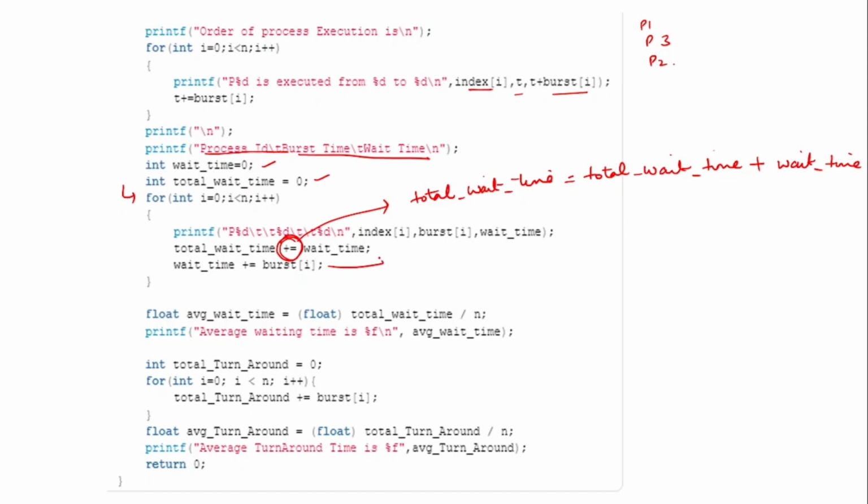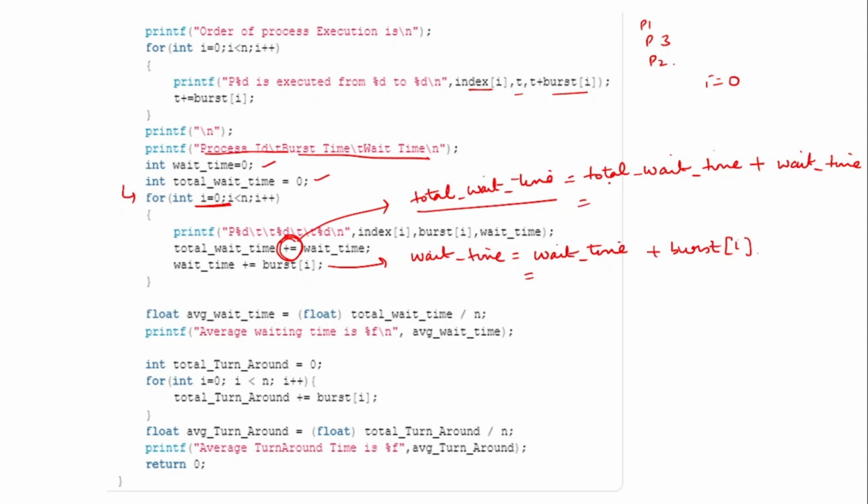Okay, similarly this particular notation is: wait time is equal to wait time plus burst of I. So basically what exactly is happening? I have opted for a loop. There is one loop, so I is equal to 0. What I will do is again start off with the value where I will be adding the total waiting time with the previous waiting time, and I will be getting both the values, the total waiting time as well as the waiting time.